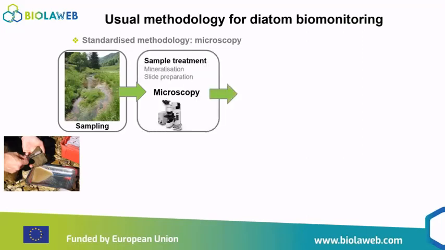When you're back in the lab, we do a sample treatment based on mineralization, because the identification of diatoms is based on the frustule, and so we don't need all the organics. So we remove all the organic matter and the intracellular organics which are inside the frustule, and we make a slide preparation. We look at that under the microscope.